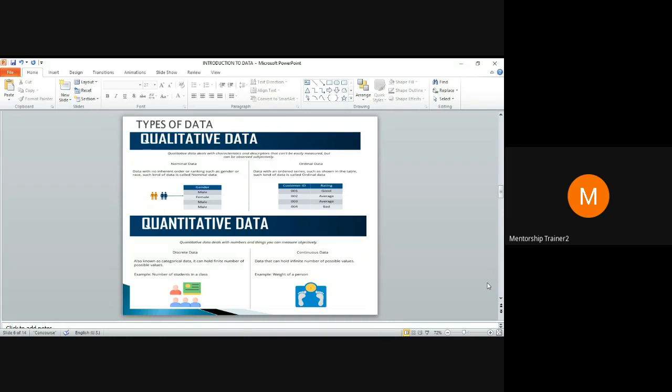Like in collection of data, I'm going to switch a little bit. In collection of data, there is something we call open-ended questions and closed-ended questions. It's either yes or no, or you write whatever you want to write.